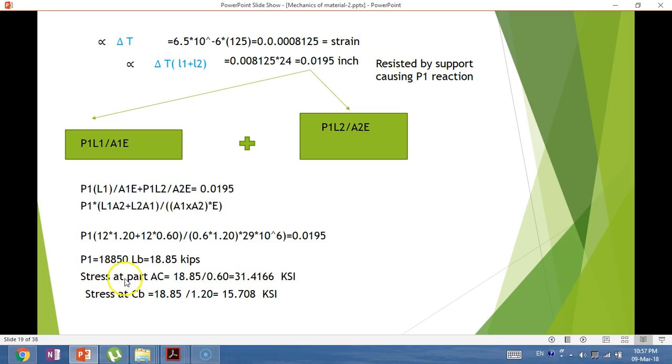The stress in the part AC will be the force divided by the area, and the area of portion AC is equal to 0.6, so we will find out that the stress is 31.4166 ksi, while the stress at portion CB would be equal to the same force divided by 1.2, which is the new area. The stress will be 15.708 ksi.